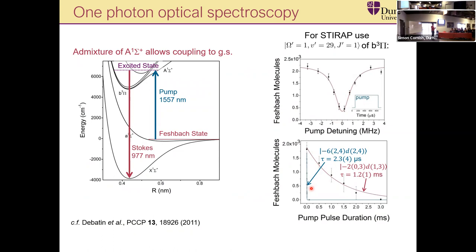We want to get a stronger Rabi frequency on this transition as well. That was part of the reason for explaining how navigating all these near threshold states is important, because it allows you to change and tailor the character of your molecule for this.